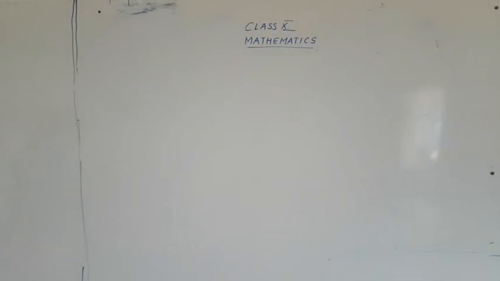Hello children. In the last class we have seen about rational expressions and also how to simplify them. That is, we have completed exercise 3.5. So today we are going to move ahead and see the next exercise.